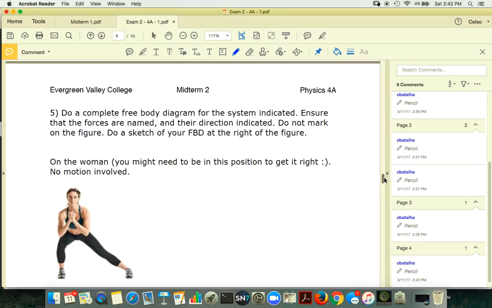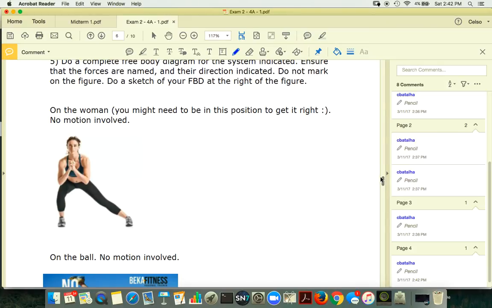Complete the free body diagram for the system indicated and ensure that the forces are named. On the woman, you might need to be in this position to get it right. I'm not going to do that. So she is, obviously, standing on the floor.